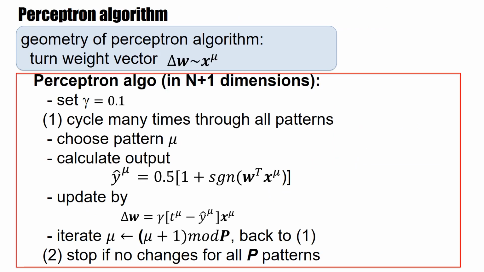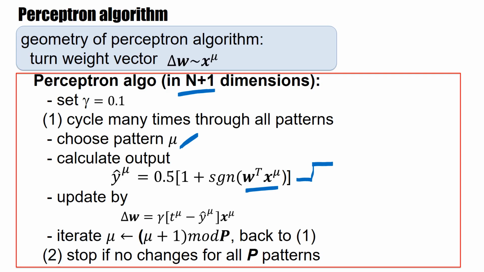So we have many patterns. You choose one of the patterns, for example, pattern number 1 as a first pattern. Then for this pattern mu, you calculate the output, and the output is just this nonlinear transform, this step function. And note that there is no threshold because we are in n+1 dimensions.